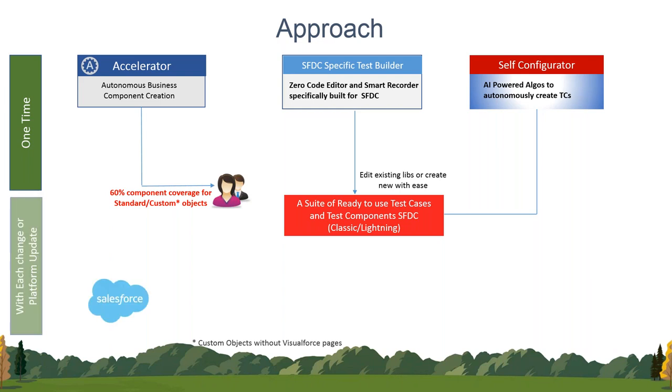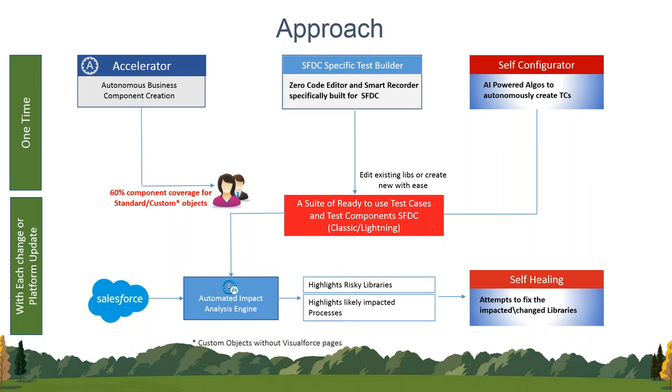After any update from the Salesforce side, the Opkey user or the QA team can use Opkey's automatic impact analysis engine to see which areas are impacted, and the user can use the automatic self-healing feature of Opkey. They can then merge it back into the existing regression pack. This way the user will be able to update their complete regression pack with minimal effort and in an autonomous way, which is compatible with both Classic and Lightning versions.